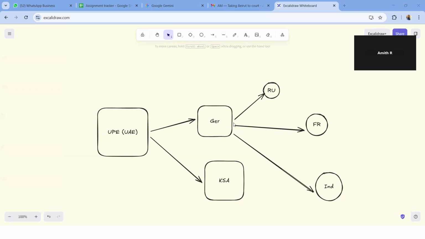Everybody is saying six. How six? One, two, three, four, five, six. Absolutely. So there are six constituent entities, including the UP.